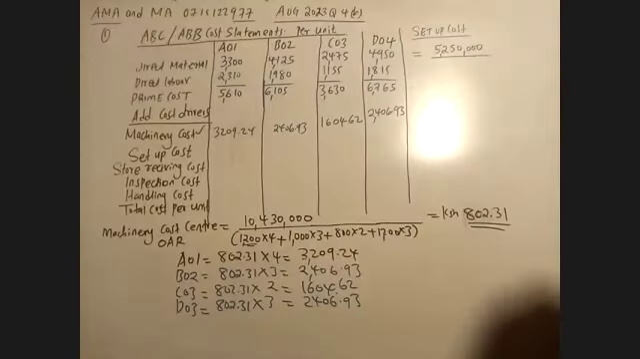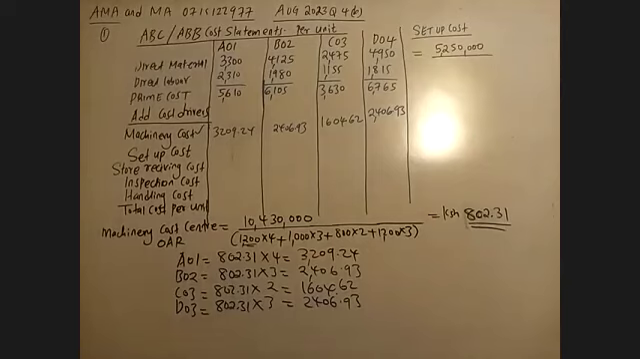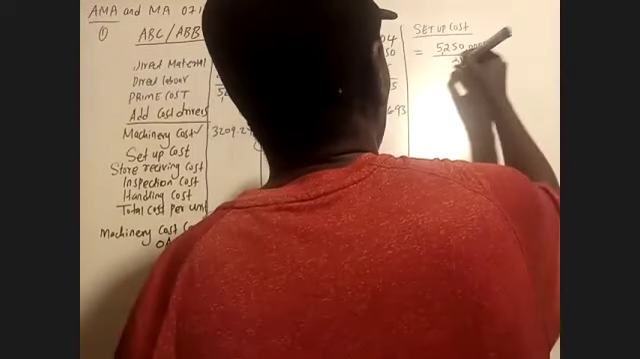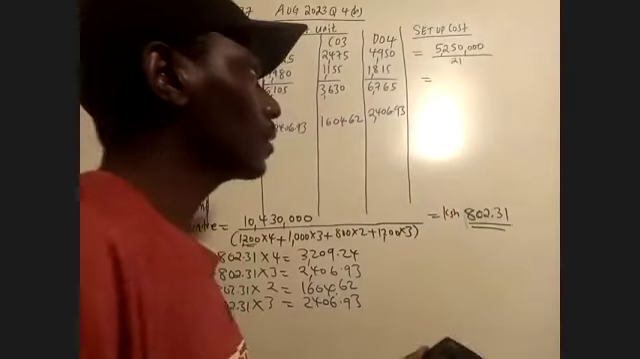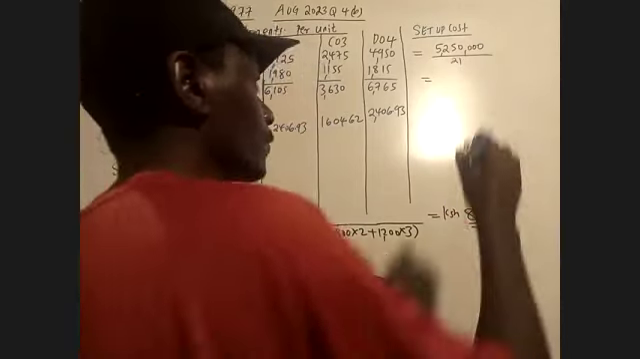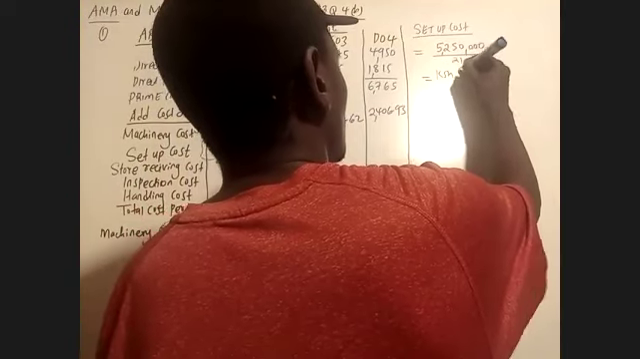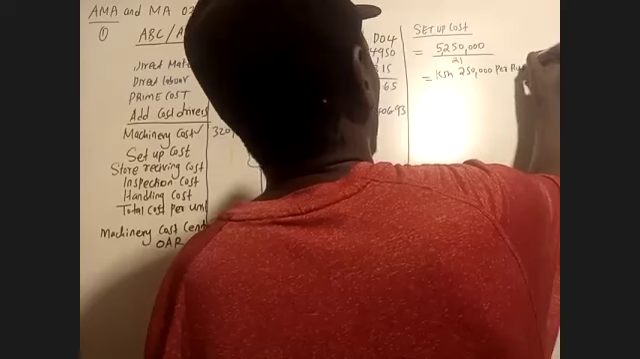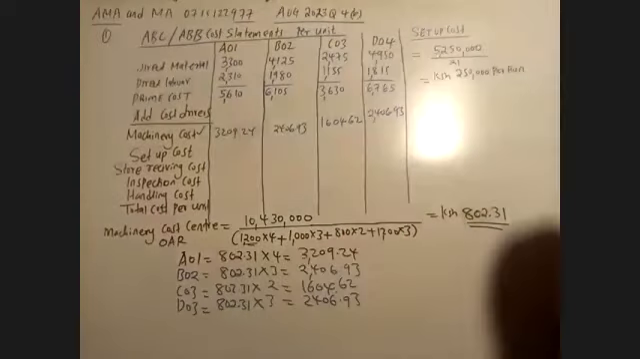Now, what is the cost driver for setup cost? The cost driver is the number of production runs. Let us add them together: 6 plus 5 plus 4 plus 6, total is 21. Let us see the cost per run. 5250,000 divided by 21 is 250,000 Kenya shillings per run.